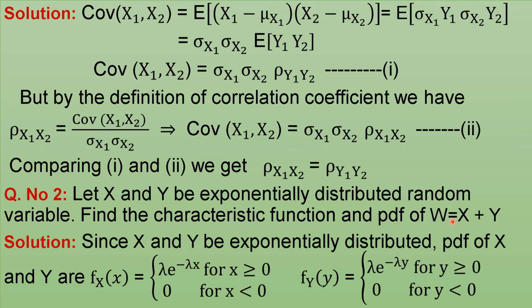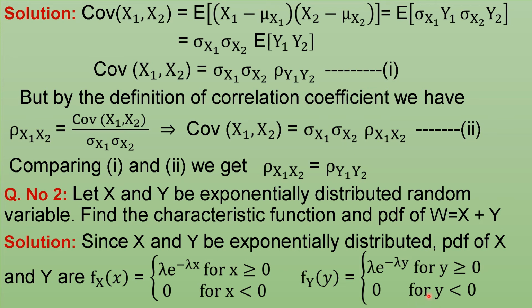X and y are exponentially distributed. Under the single random variable, we have seen the exponential distribution, where the probability density function for x, fx of x, is equal to lambda into e power minus lambda x for x greater than or equal to 0, and 0 for x less than 0. Similarly, y is exponentially distributed, so fy of y is equal to lambda into e power minus lambda y for y greater than or equal to 0 and 0 for y less than 0.